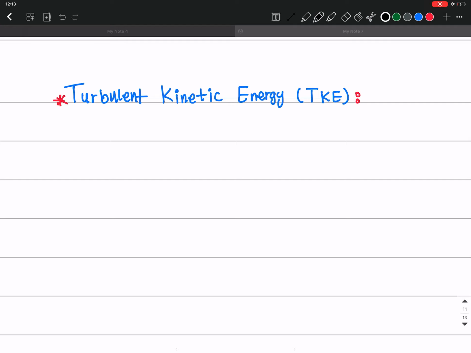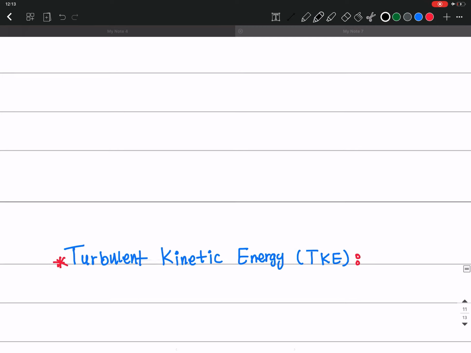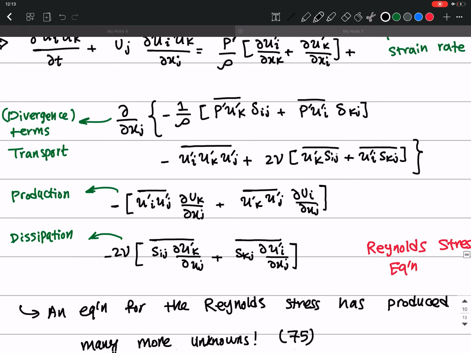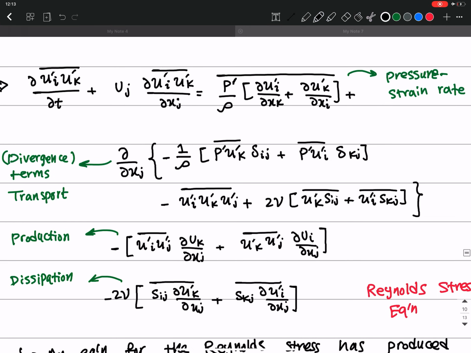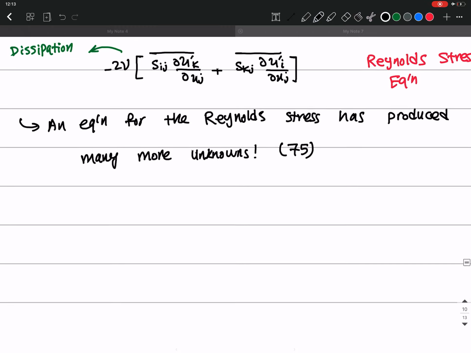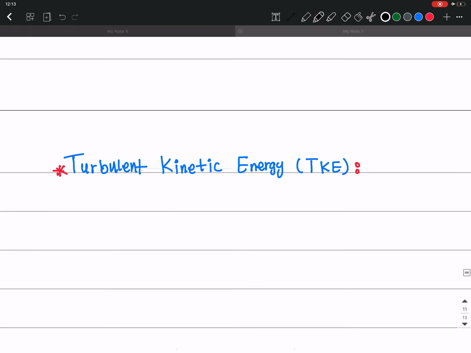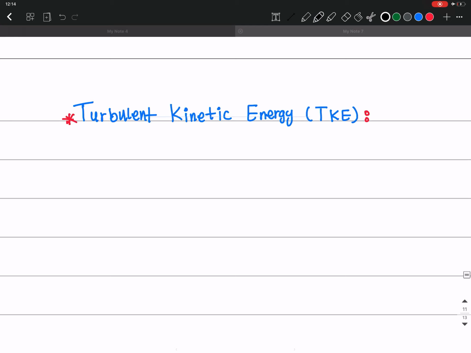Hello everyone. In this lecture, we are going to study the turbulent kinetic energy budget. For the TKE budget, we are going to use the Reynolds stress equation that we derived and look at one special case of it to derive the turbulent kinetic energy budget equation. In order to do so, we define some parameters here.